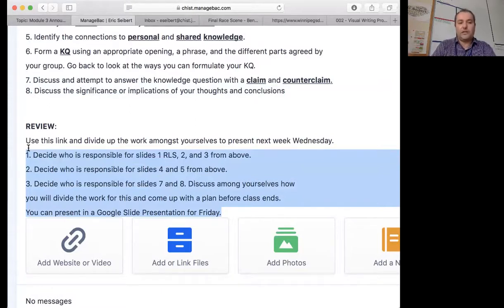But anyway, looking at numbers 1 through 3, I have them create a slide presentation. So that 10-minute presentation is broken down into 3 minutes. Each class period, they had to rotate.